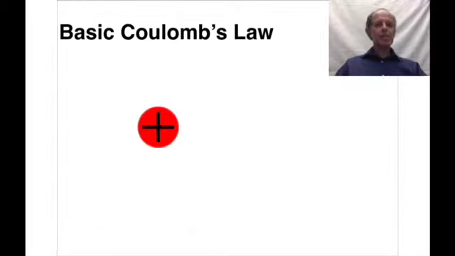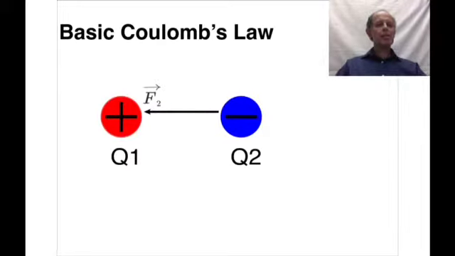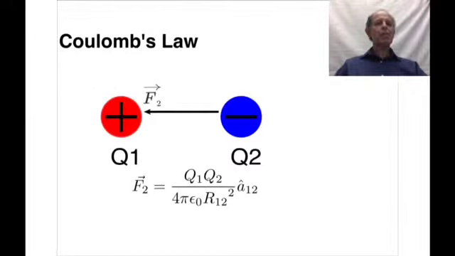We begin with a single positive charge in space. We introduce a negative charge. And we know that there will be an attractive force that pulls the negative charge towards the positive charge as indicated in the diagram. We see the formula that describes that attraction, and that's F2. It's the product of the charges divided by the distance between the charges, R12 squared, multiplied by the unit vector. And this is all described very clearly in the next slide.